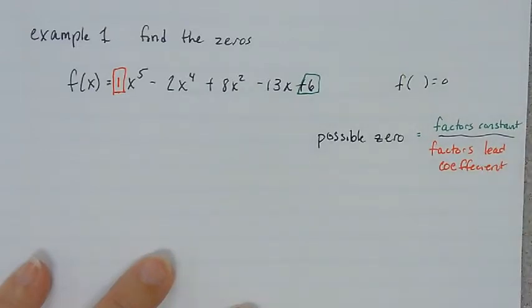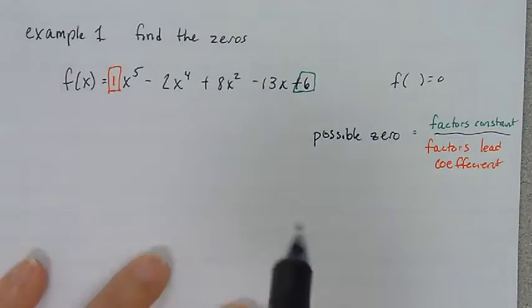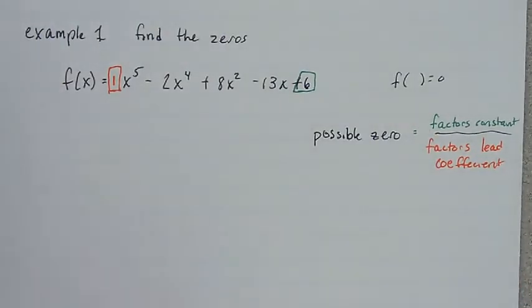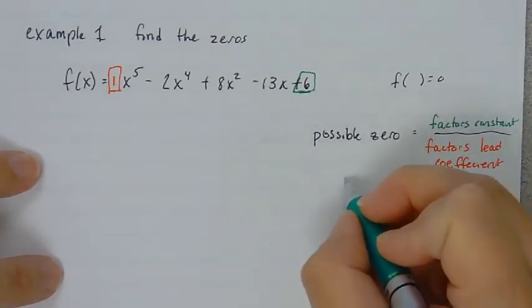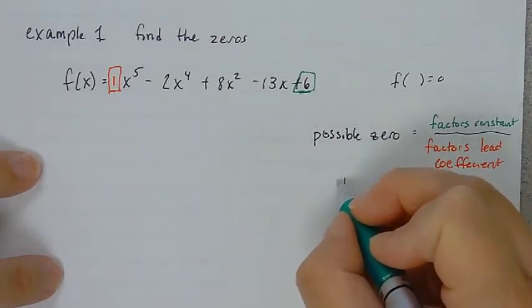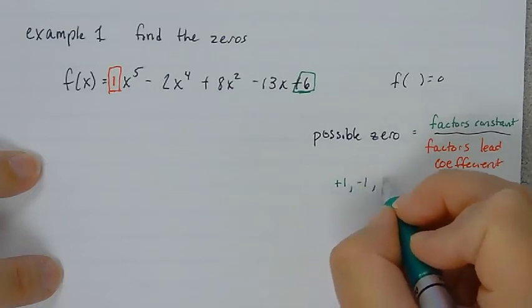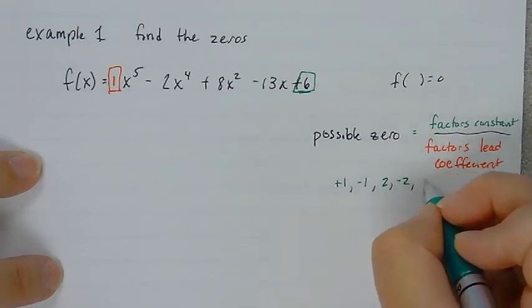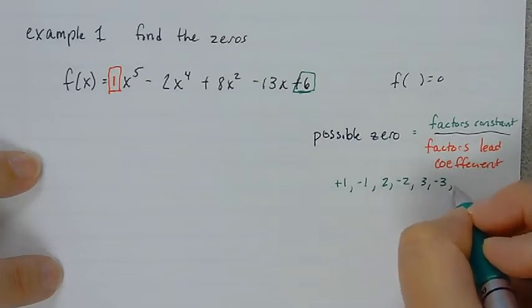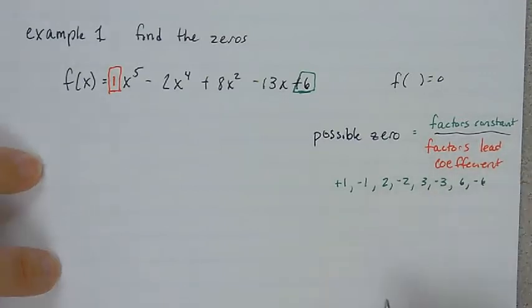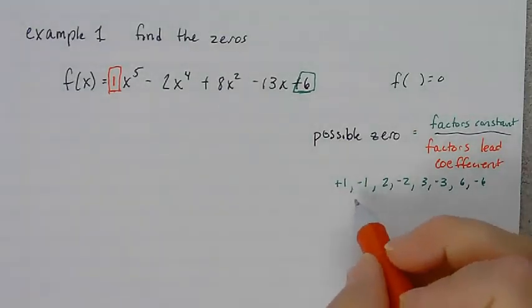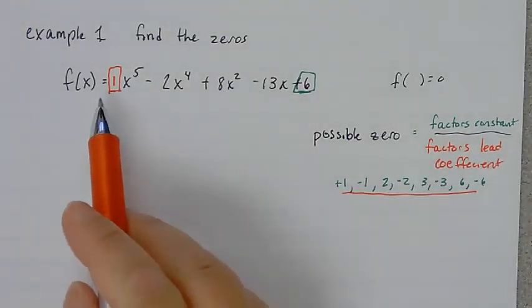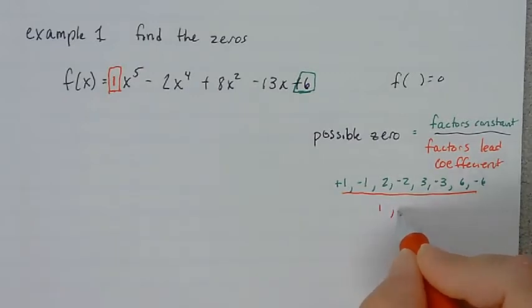So let's think about, on ours, our possible zeros. So I'm going to have the factors of my constant term, and my constant term on this one is 6. The factors of 6 are 1, positive or negative 2, positive or negative 3, and positive or negative 6. Because 1 times 6 is 6, 2 times 3 is 6. So those are the factors of the constant term. The factors of my leading coefficient are just positive 1 and negative 1.